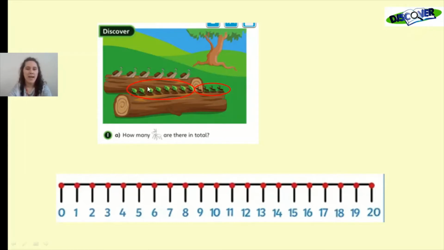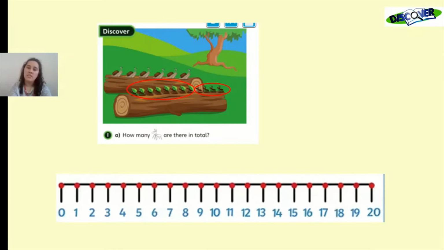Let's check how many ants with leaves there are. Can you count with me? 1, 2, 3, 4, 5, 6, 7, 8. We've got 8 ants with leaves. Now let's see how many ants there are without leaves. Can you count with me? 1, 2, 3, 4. There's 4 ants without leaves. So our numbers for this number sentence are going to be 8 and 4.